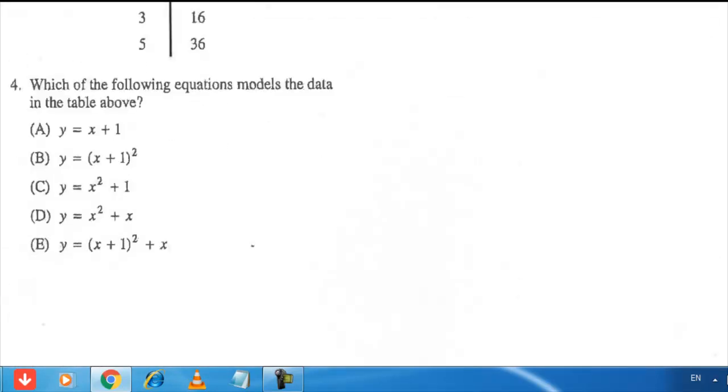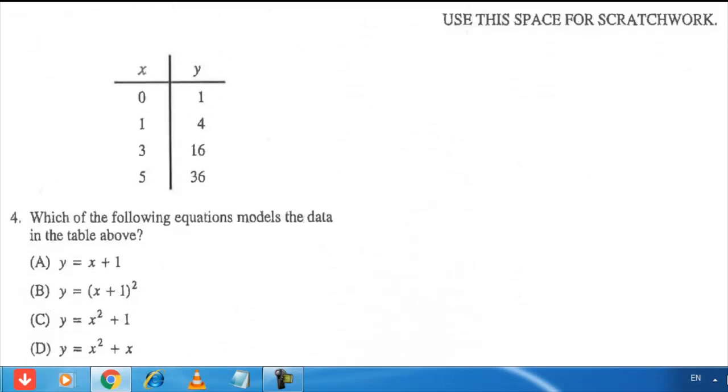For the fourth one, in the table, which of the following equations models the data in the table above? Every time, substitute for x the numbers on the left-hand side, and you can find the value of y on the right-hand side. If you try the first one, A, it isn't suitable for all of the solutions. Yes, it's suitable for the first one, the 0, but not for number 2. 1 plus 1 is going to be 2. It should be 2, not 4.